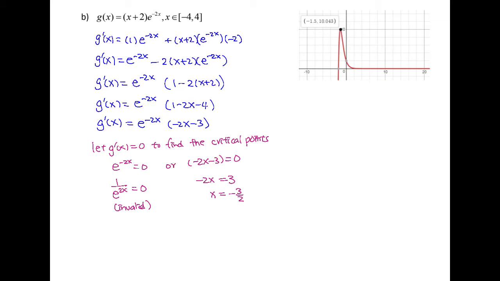After we have the critical point, then we have to identify whether or not this is a maximum or minimum. So there's a G prime. Put the critical point on, negative 3 over 2. Put the boundary on. And check the positive and negative sign. Left is positive, right is negative. That means going up, coming down, that's a local maximum.